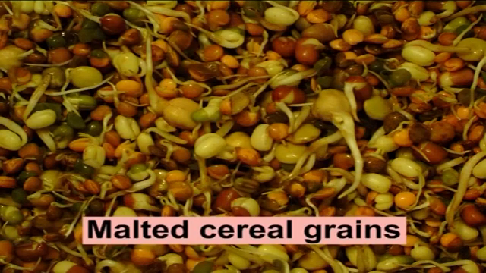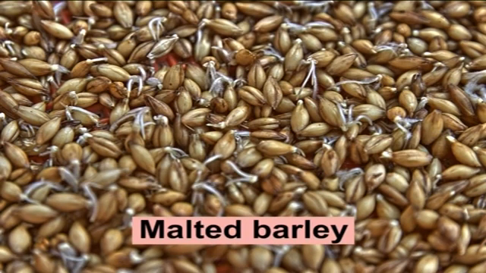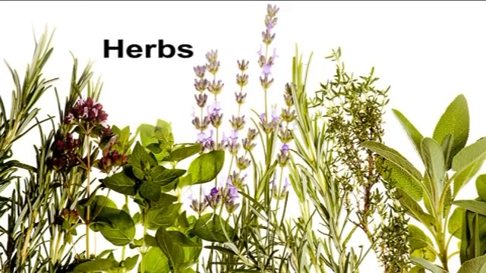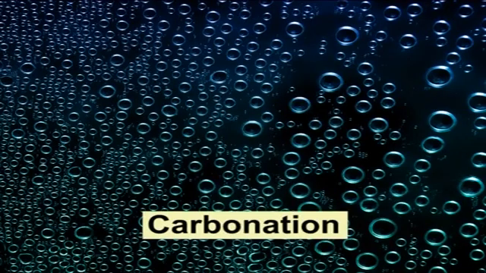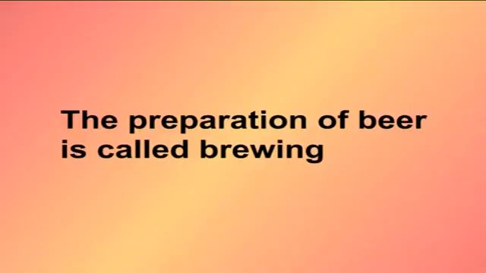The starch and saccharification enzymes are often derived from malted cereal grains, most commonly malted barley. Most beer is also flavored with hops, which add bitterness and act as a natural preservative, though other flavorings such as herbs or fruit may occasionally be included. The brewing process causes a natural carbonation effect, although forced carbonation is also used. The preparation of beer is called brewing.